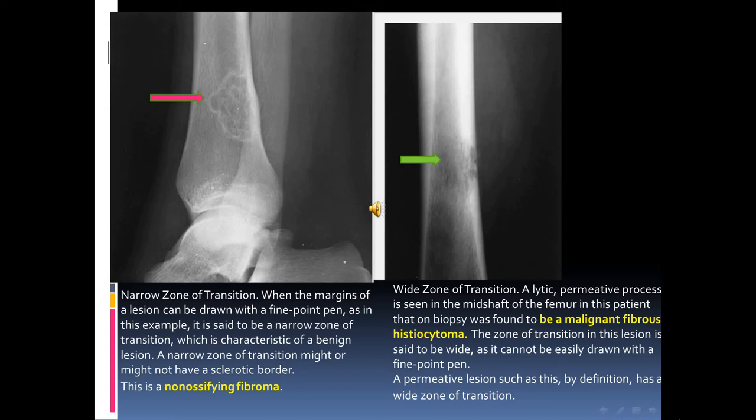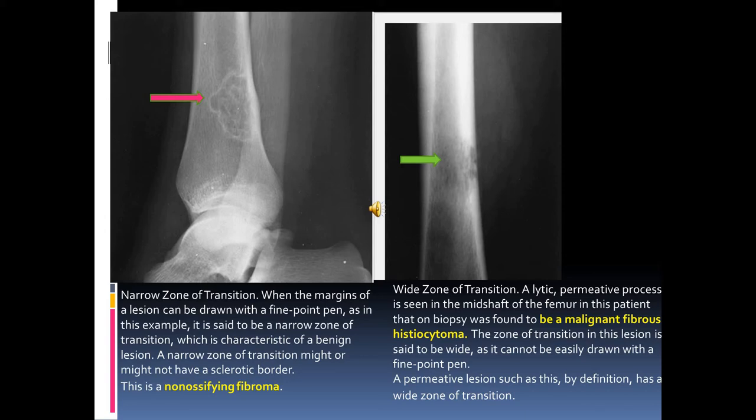These are examples for bone pathology, and we should know how we can describe the transitional zone. To describe the transitional zone, we try to draw the borders of the lesion, imagine drawing them with a pen. If it is easy to draw the borders of the lesion, it goes more with a benign lesion and regular outline. If it is difficult to draw the borders, it is closer to a wide transitional zone and closer to malignancy.